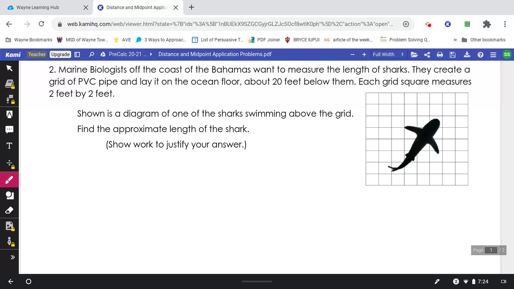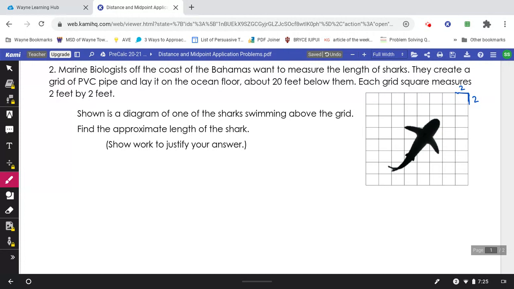Shown is a diagram of one of the sharks swimming above the grid. Find the approximate length of the shark. I actually did see this happen on Shark Week. This is kind of what they do if they don't have all that fancy equipment to measure the sharks. Each one of these is 2 feet long, and each one of these this way is 2 feet long. So we'll just keep that in mind.